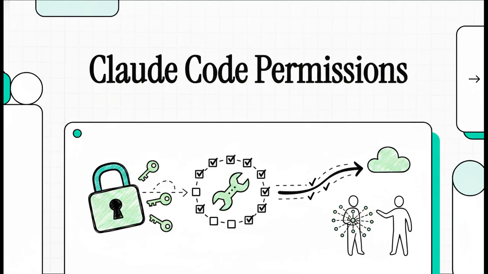Today we're tackling a real game changer for anyone using Claude Code: permissions and tool allow lists. If you're seriously integrating AI into your dev workflow, you absolutely have to know how to control its autonomy. It's not just about security, it's about speed. So let's jump right in.